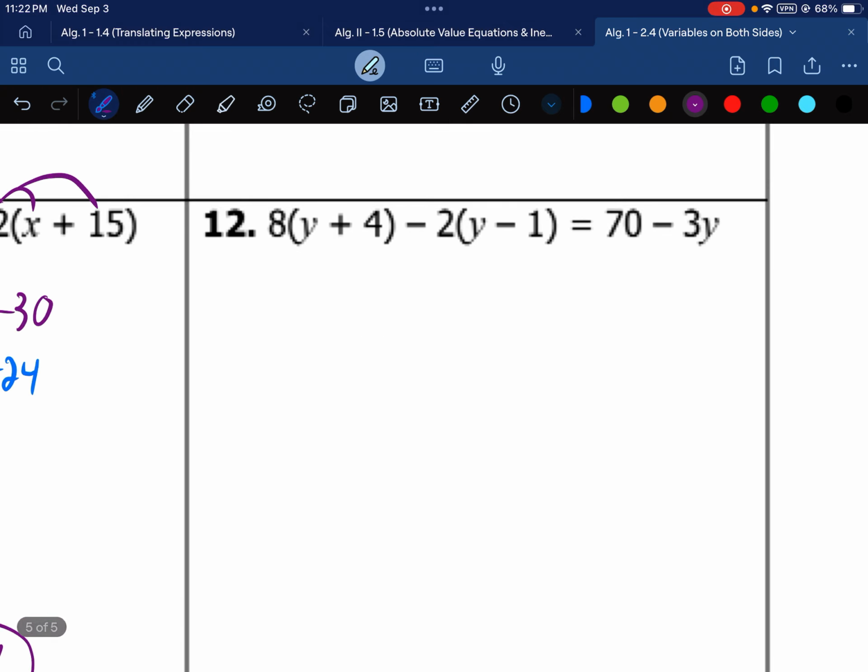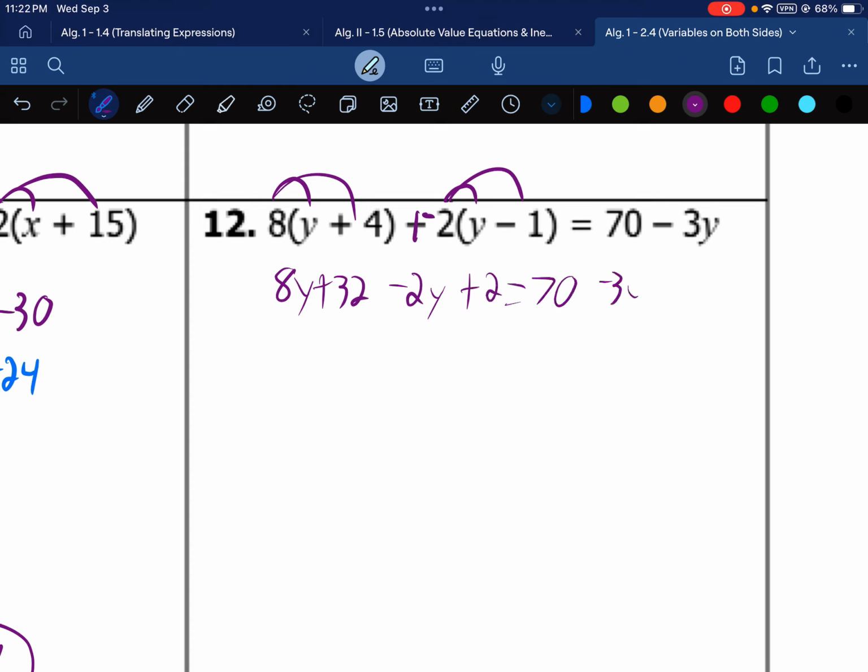Number 12 here, I have multiple things to distribute again. 8 times y is 8y, 8 times 4 is 32, and on the same side of the equal sign, I have to distribute this negative 2, so I have to make sure it is negative. Negative 2 times y is negative 2y, negative 2 times negative 1 is positive 2, and that equals 70 minus 3y.